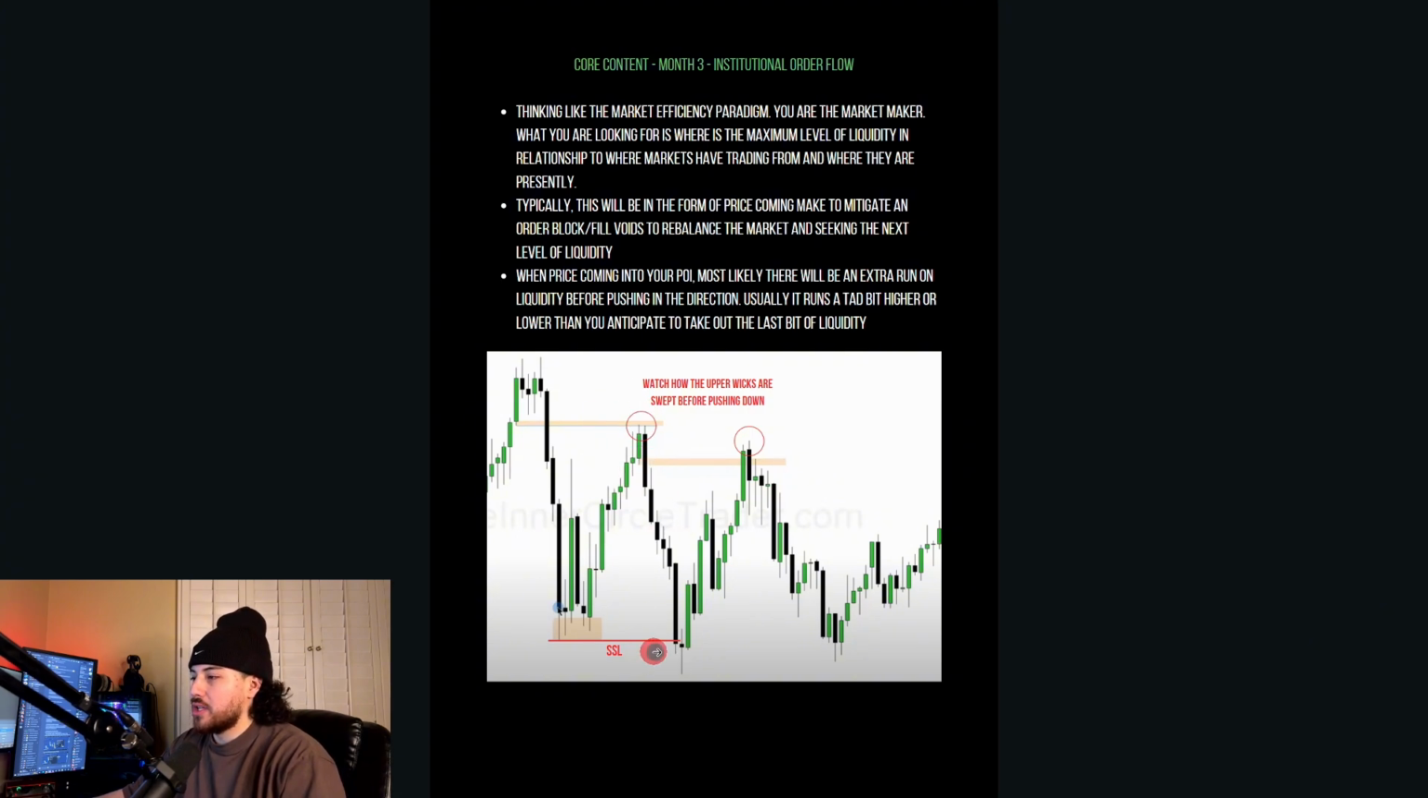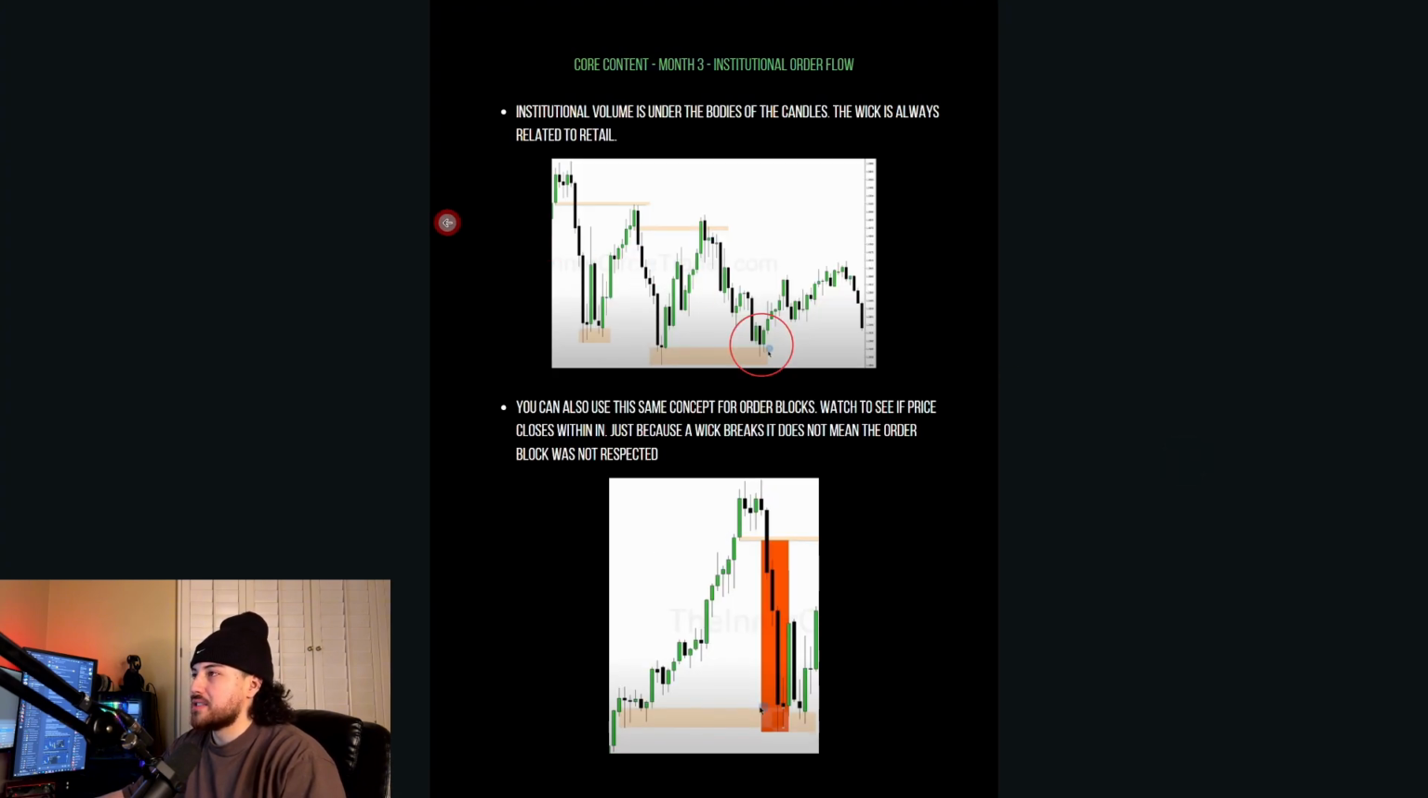Now we have a new swing low to a new swing high. We anticipate price to come on up to fill voids and also tap into this order block. Once again, he does draw this order block slightly different. And then once again, we can see how this wick high gets swept, the last bit of buy side liquidity being swept before price pushes on lower.